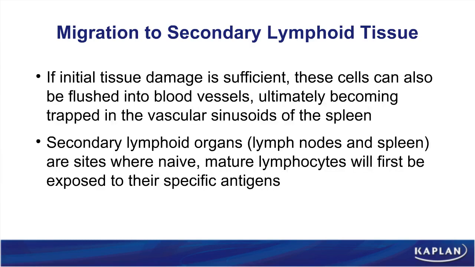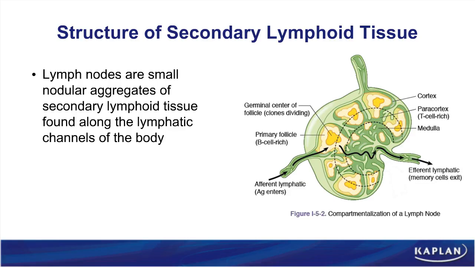And what you want to think about is that these naive B cells and T cells have a short period of time to come in contact with antigen that they're specific for, or they will eventually die off. So they are very focused on recirculating through the secondary lymphoid tissue in the hopes of finding their specific antigen. Let's just take a look at the structure of a lymph node. Lymph nodes are small aggregates of secondary lymphoid tissue with extremely organized structure that are found along the lymphatic channels in the body.